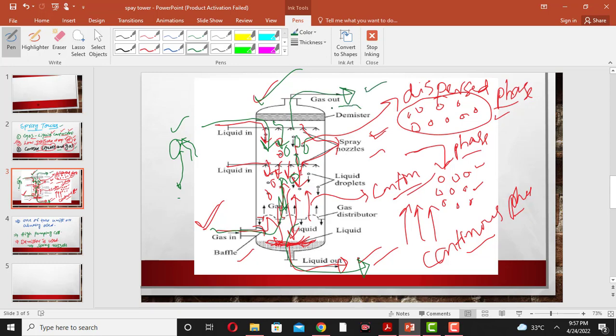Similarly, this is the demister. The demister is used to eliminate the mist. It is used to remove some liquid from the gas. So the clean gas comes out from the top, and if there are some liquid particles in the gas, the demister will remove them and they will come back to the tower to increase the separation process. So this is the simple spray tower.